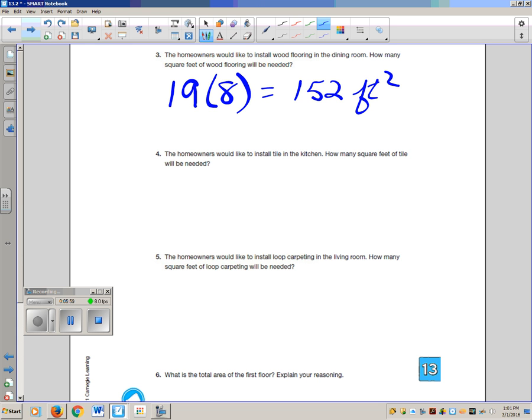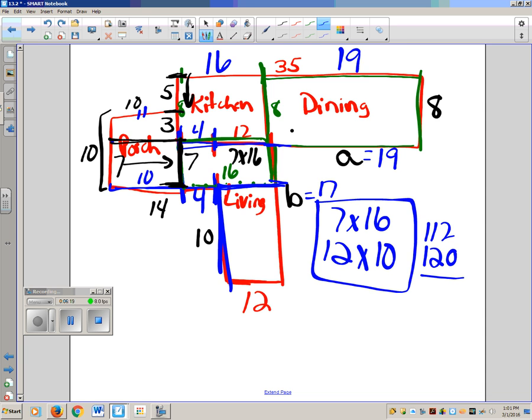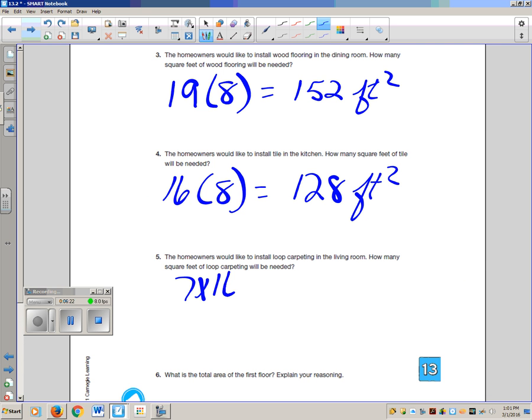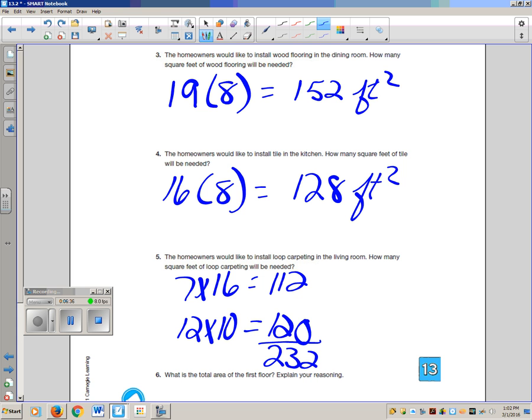Then we're going to do the kitchen. The kitchen is 16 by 8. Multiply that together, you get 128 square feet. And let's do the living room also. We did the work already. The 7 by 16 and 12 by 10. Here's 120. 7 by 16 is 112. I need to add those together, and I get 232 square feet.